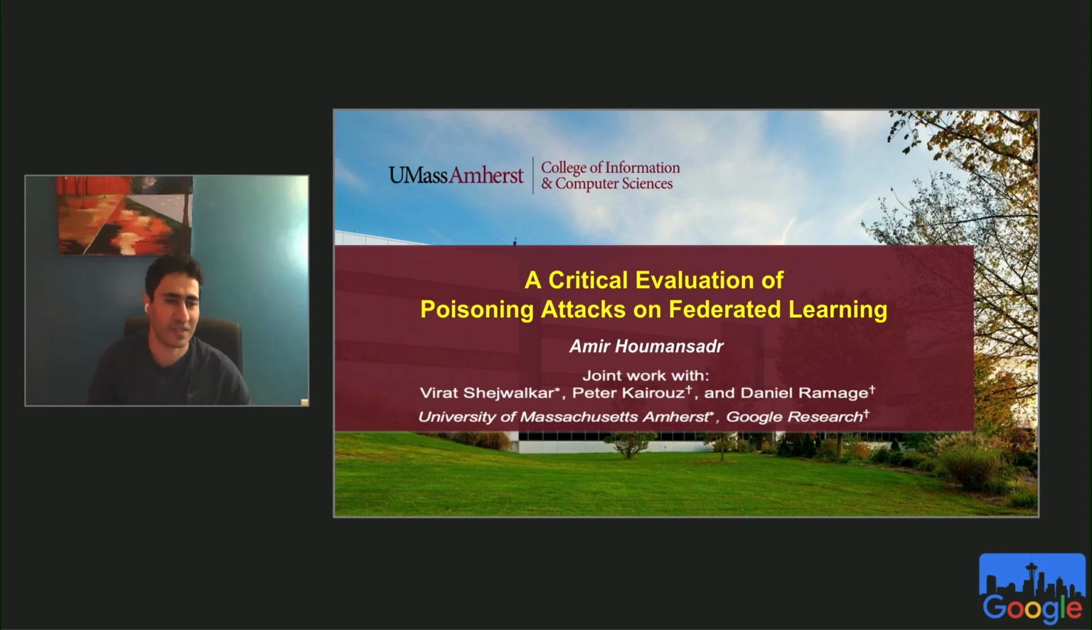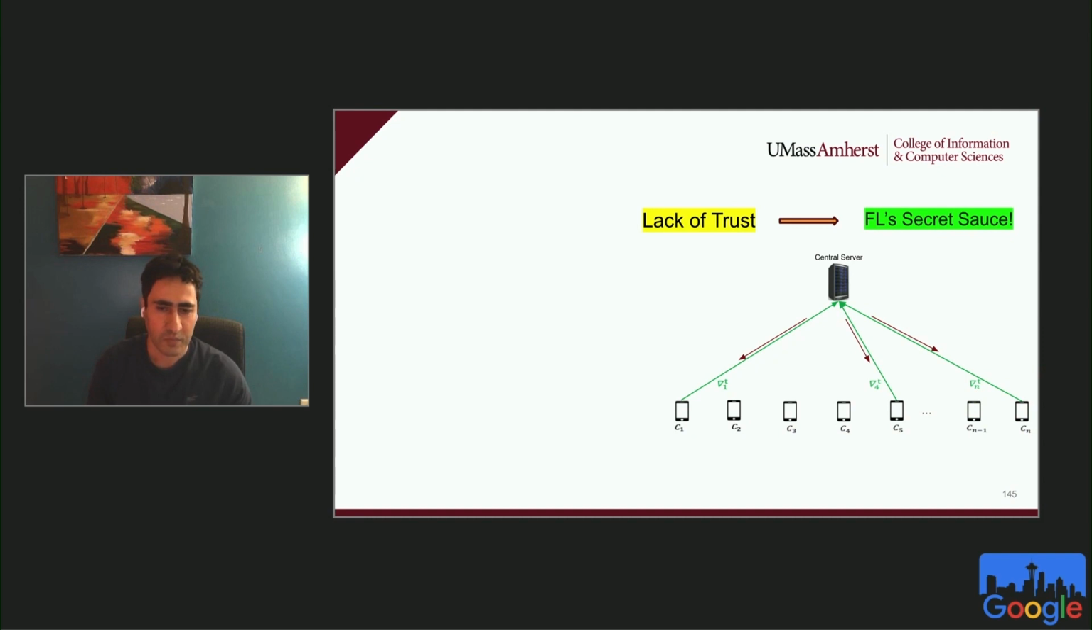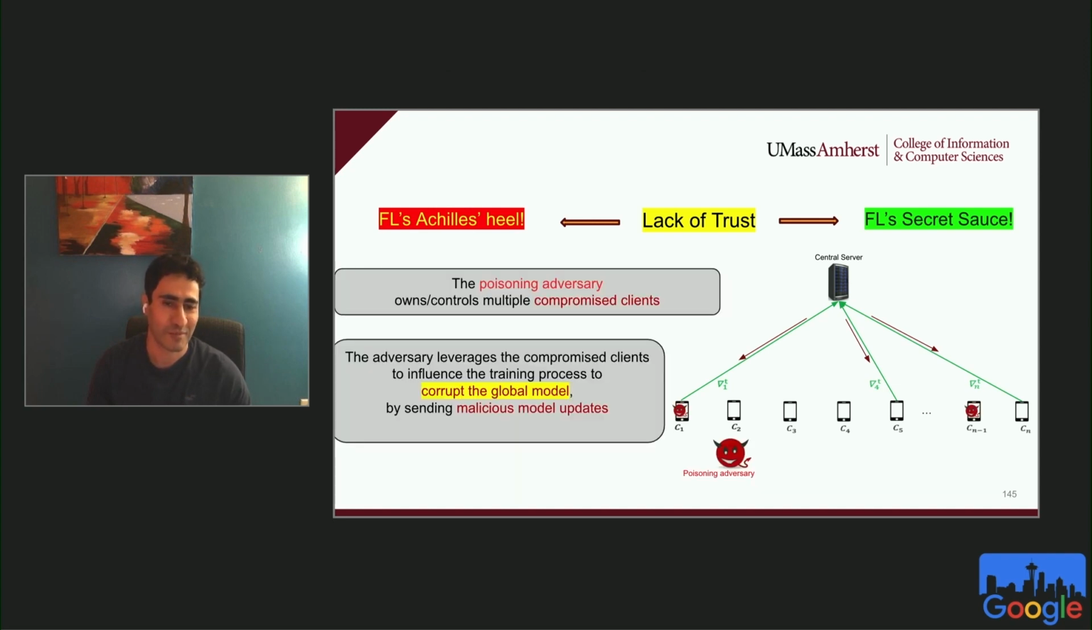Hi, everyone. This is the work led by my student Virat and in collaboration with Peter and Dan from Google. Perhaps one of the key reasons federated learning is becoming so popular is that it doesn't need to make any strong trust assumptions between the participants to perform collaborative learning. This can also become its Achilles heel, because some malicious adversary who controls some of these participants could try to corrupt the global model by sending malicious updates during the training process.